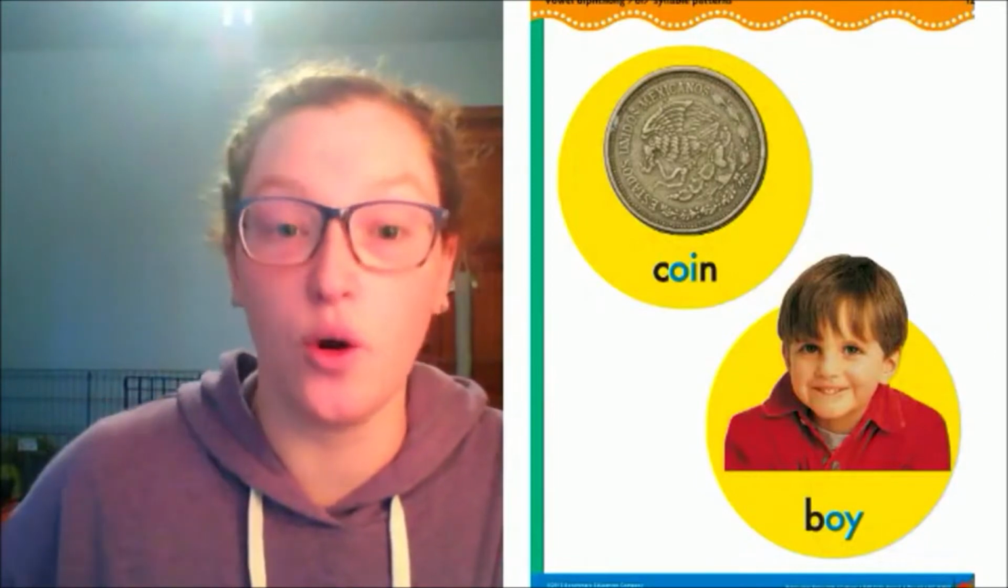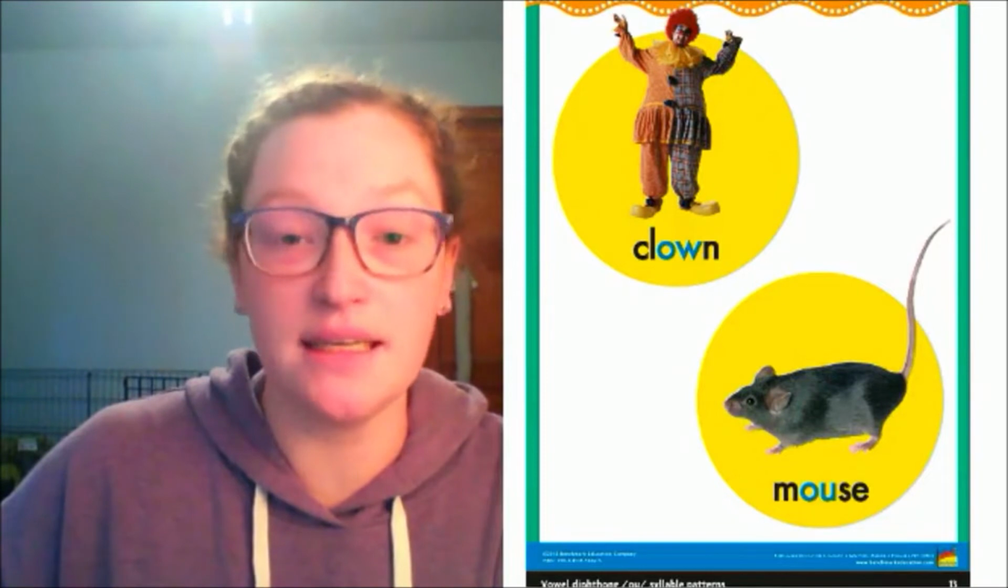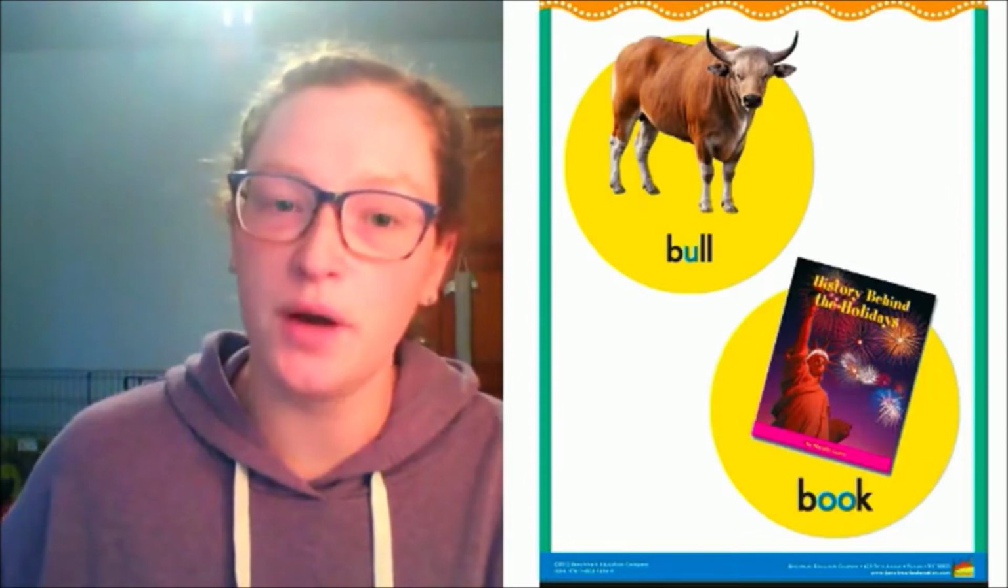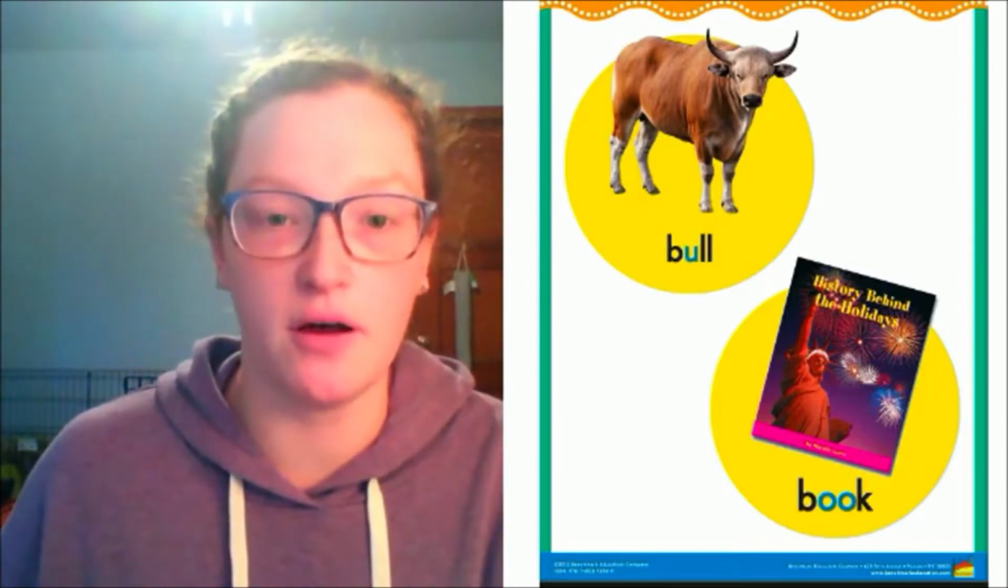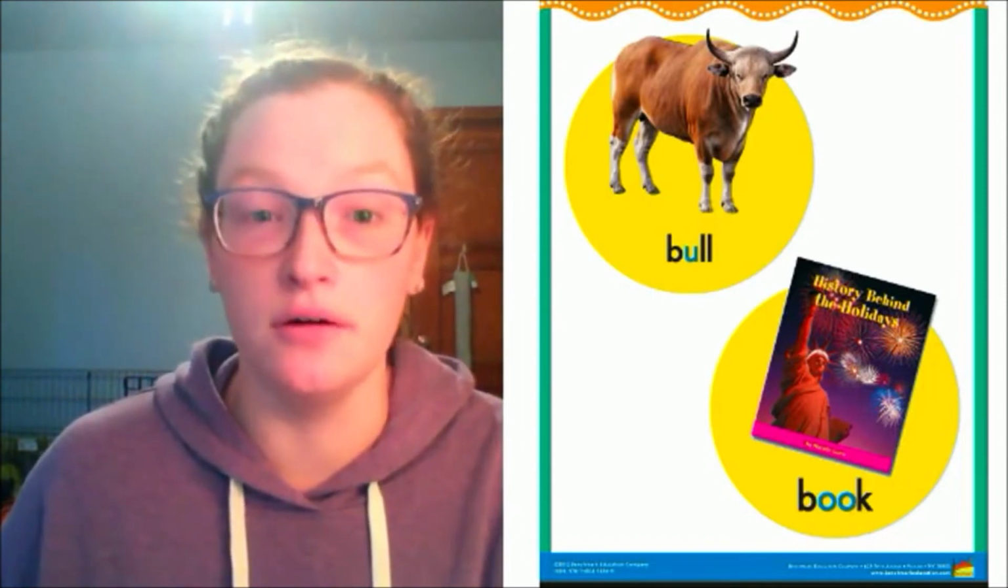We will then talk about diphthongs, which is when two vowels are together and they make a completely new sound. Those diphthongs are oi, as in coin, using OI or OY; ow, as in clown, using OW or OU; and oo, as in moon, using OO, EW, OU, or UE. So probably the most difficult diphthong is oo, like in book or bowl.